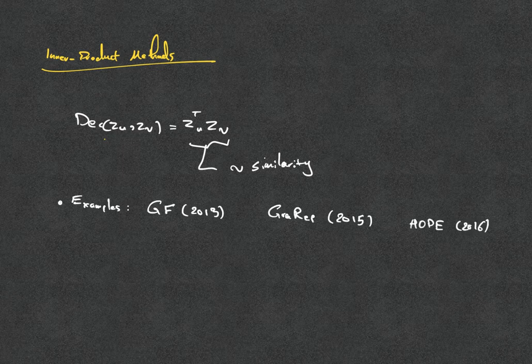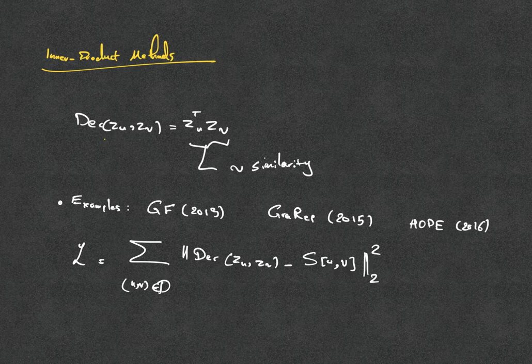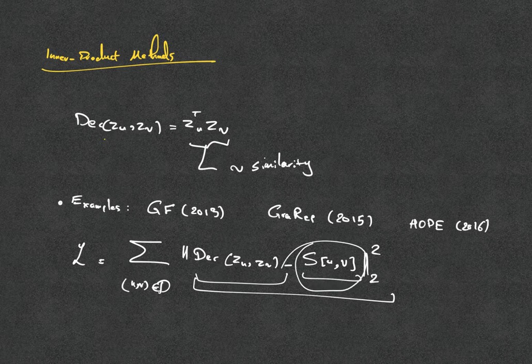A good example, basically three good examples, are first the graph factorization or GF approach, the GraRep approach in 2015, and HOPE in 2016. All these three methods are inner product based decoders with the following mean squared loss. So again, the loss, for the two nodes u and v, is the L2 distance between the similarity and the decoder. Now the main difference between them comes from how they define this S_u,v.